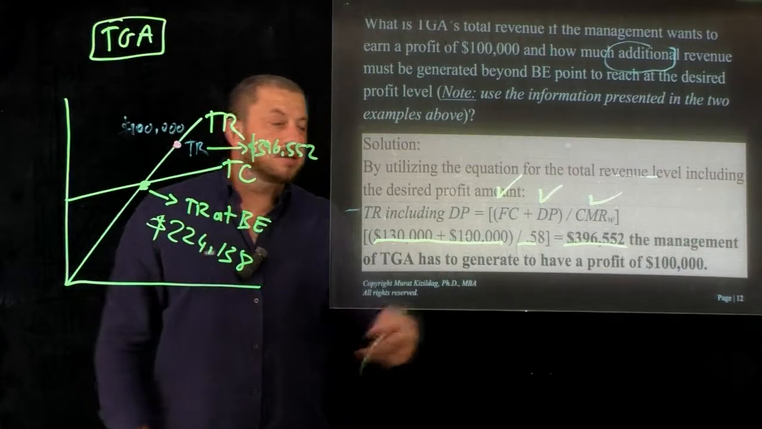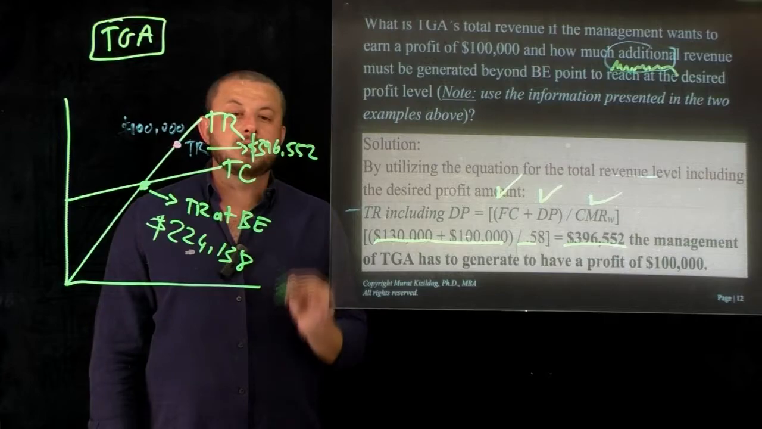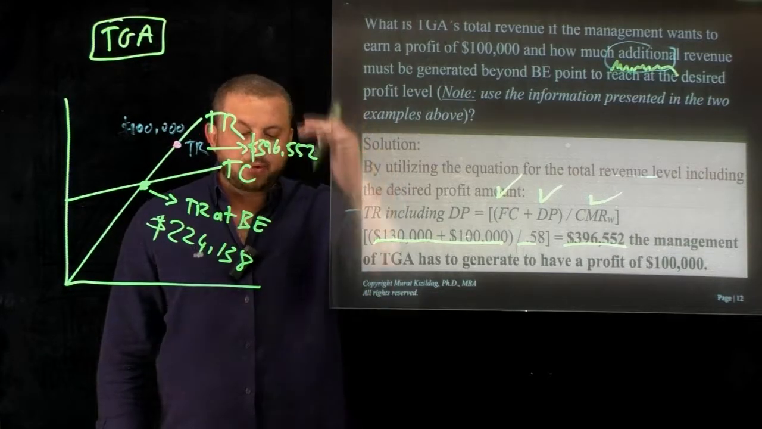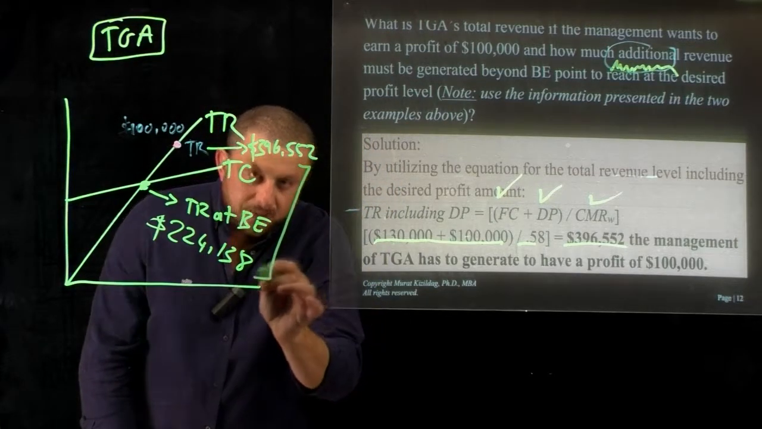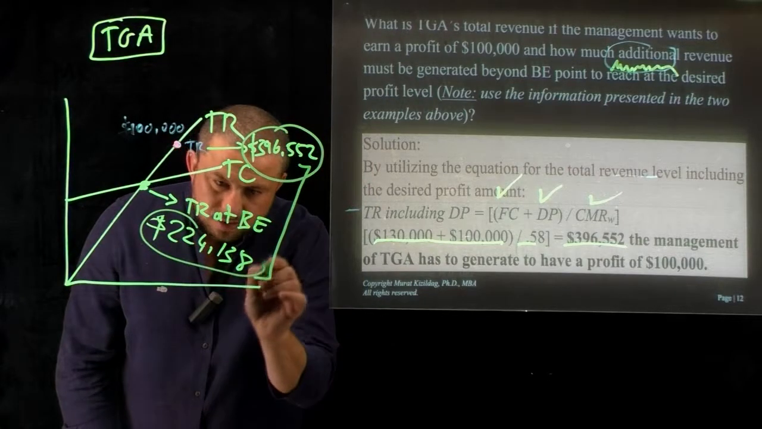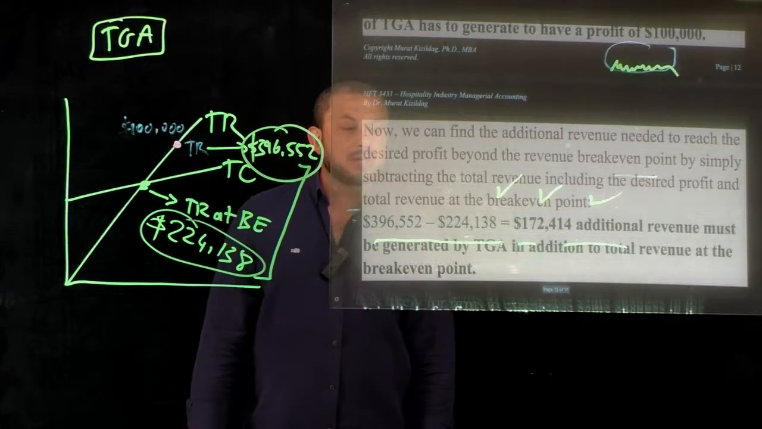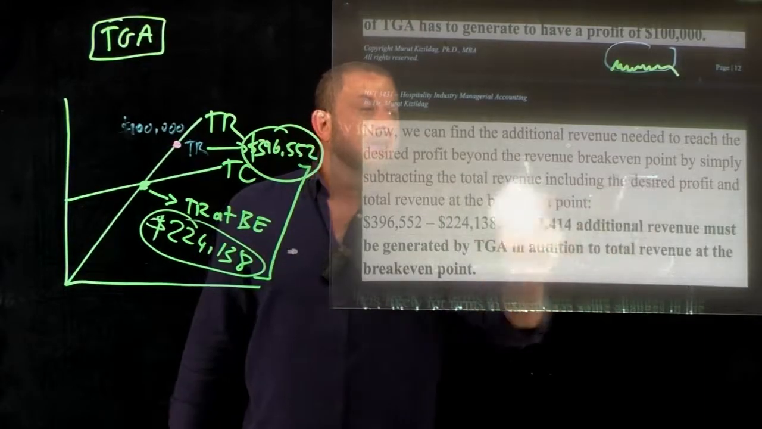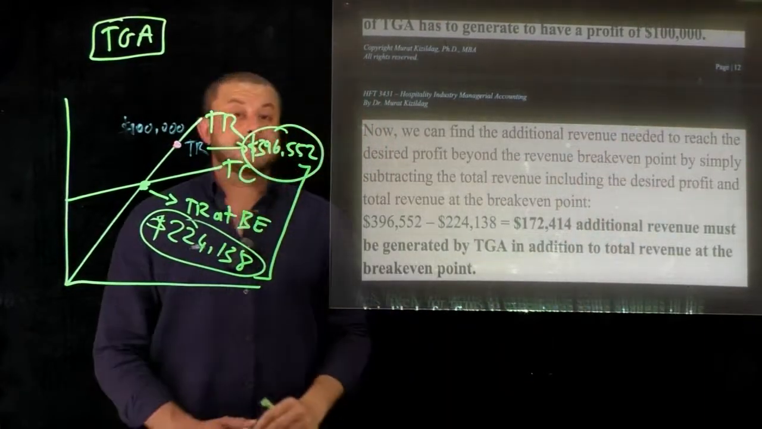But I'm not done yet, because I would like to know the additional revenue that I have to generate beyond the break-even point to realize $100,000 profit. All I have to do is take this figure and subtract this figure, and I will find the additional revenue that I have to generate if I would like to realize $100,000 profit as TGA.